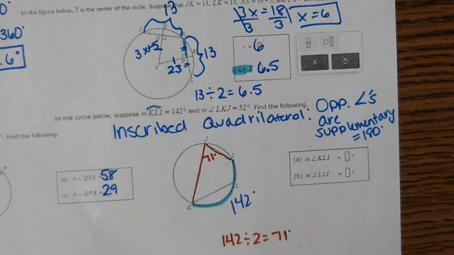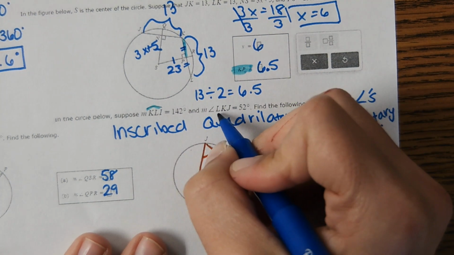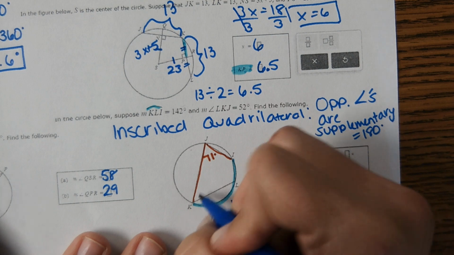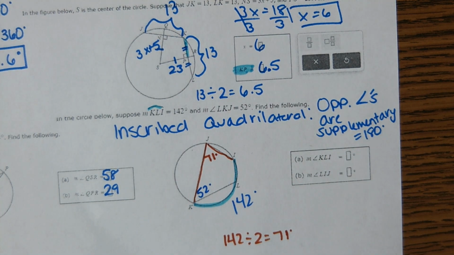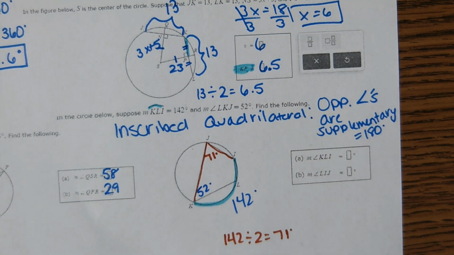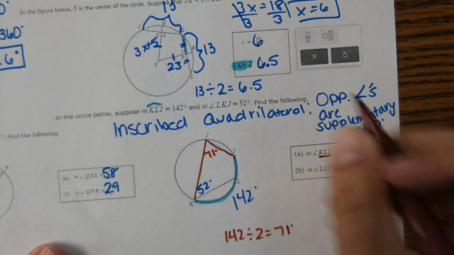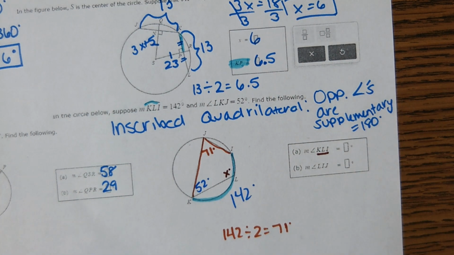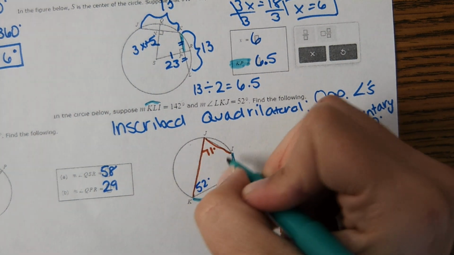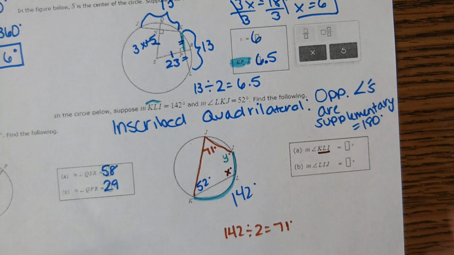And then what else do they give us? They say angle LKJ is 52. LKJ, 52 degrees. Okay, and then it's asking for KLI. Let me use different colors. KLI would be this angle. We'll just call that X. And then they want to know what LIJ is. So this angle too, we'll call this Y.